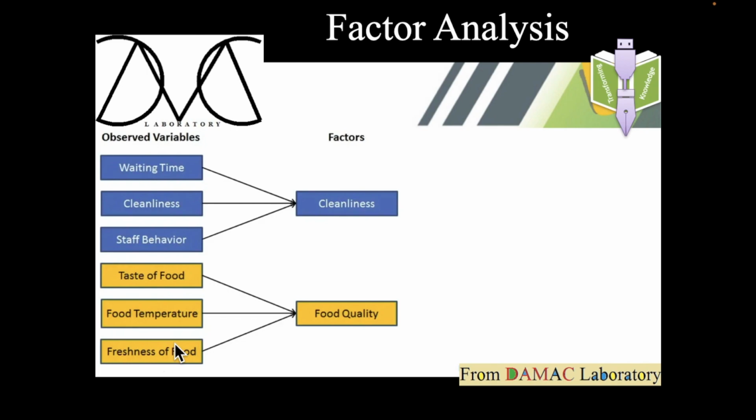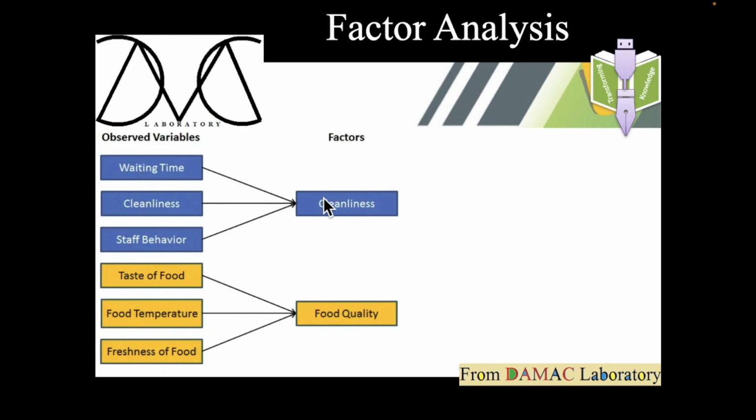So you can measure these terms, right? Maybe between 1 to 100, or 1 to 5, or 1 to 10, you can measure these values, and from this you can derive how clean the restaurant is, or what the service of that restaurant is. By these three factors you can decide this.